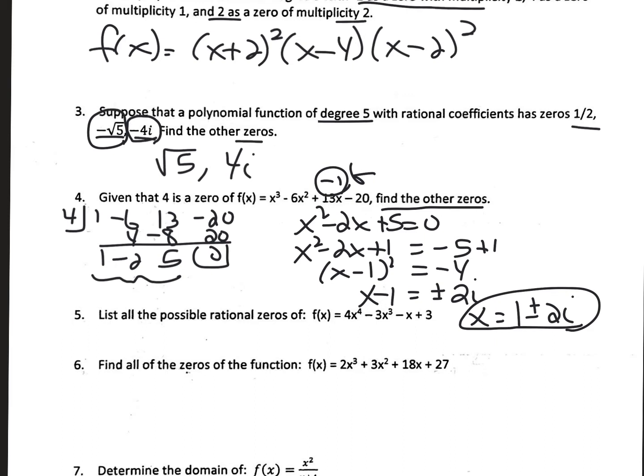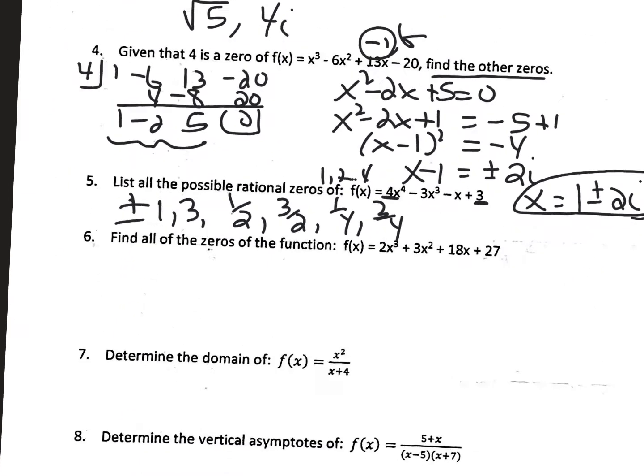Okay, number 5 says make a list of all the possible rationals. Don't forget, every number in the list is positive and negative. I just put a big plus or minus in the front. I'm putting the factors of 3 over the factors of 4. The factors of 3 are 1 and 3, so I put those over 1 first. The factors of 4 are 1, 2, and 4. So I'm putting the factors of 3 over 1, 2, and 4. So I'm going to put 1 over 2 and 3 over 2. Then I'm going to put 1 over 4 and 3 over 4. And that's all you do on that one, is just make a list and see what happens.